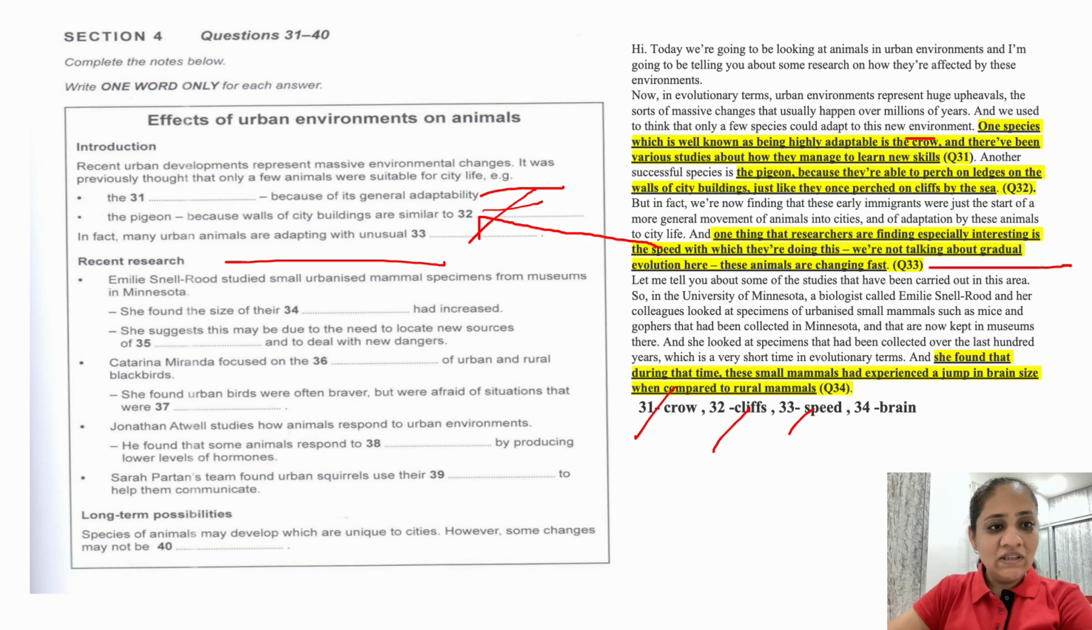Let's see 34. Emily found the size of their dash has increased. So she found that during that time a small mammal had experienced a jump in brain size, when compared to the rural mammals. So what has increased? The brain size. The word size is already written, so size of their brain. So the answer to 34 is brain.